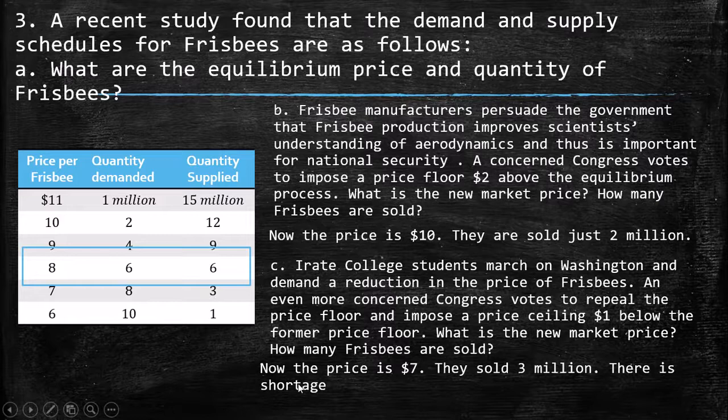Okay, there is a shortage. Why is it not going to be 8? Because this price is so low for the sellers, they're going to offer at this price, which is so low, just 3. So because of that, even though people demand 8 million, they just have 3 million available. So in this case it's going to be 3 million.